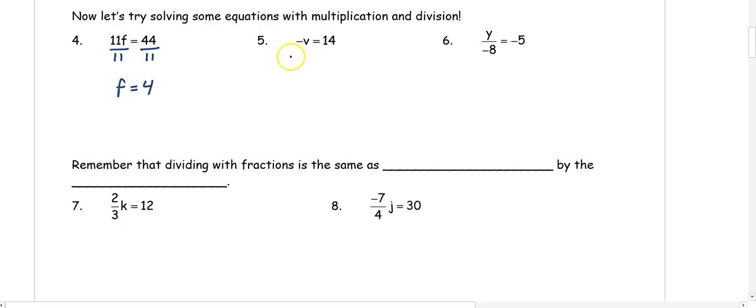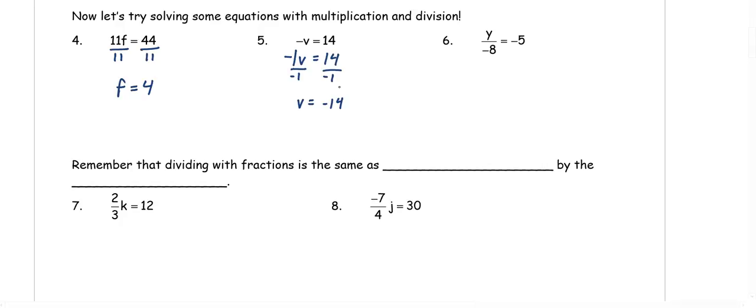Number 5, negative v equals 14. Remember when you have a negative v, that's really a negative 1v equals 14. So to get v by itself, we would divide both sides by negative 1. Which means all we're going to do is flip our sign, and we get v equals negative 14.